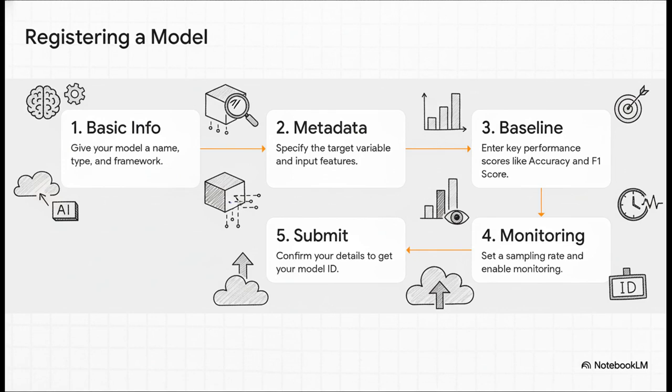Super easy. First, you just provide some basic info. Give your model a name, tell us what type it is. Then you add some metadata, like what it's trying to predict and what features it uses. Step 3, you set your baseline metrics. Think accuracy, F1 score, so we have something to compare against later. Fourth, you configure monitoring. Just set a sampling rate, flip the switch on, and finally, you just review it all and hit submit. Boom, you get your model ID, and you are officially in business.